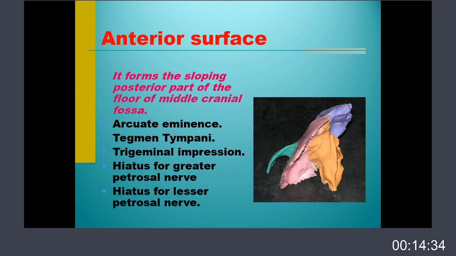On the anterior surface, we can see a bulge that is known as the arcuate eminence in the tegmen tympani. That is formed by the superior semicircular canal.